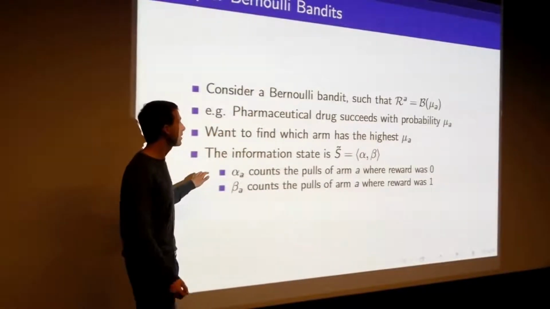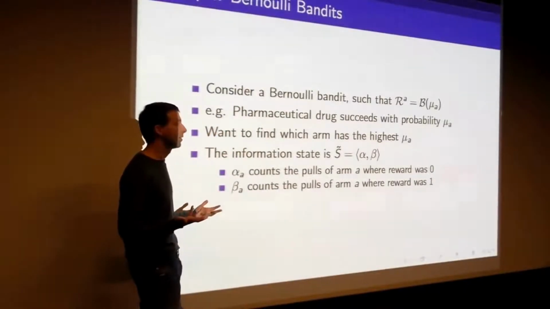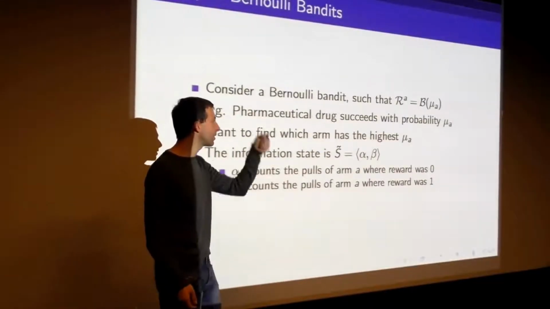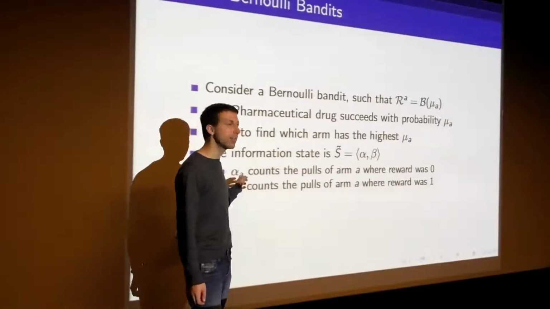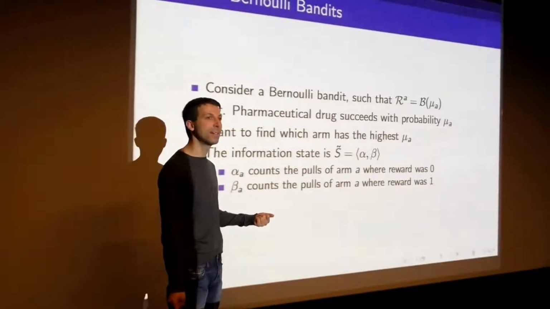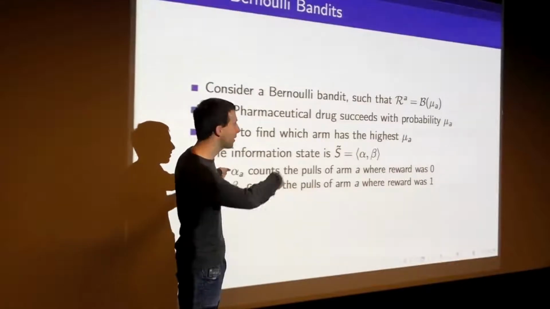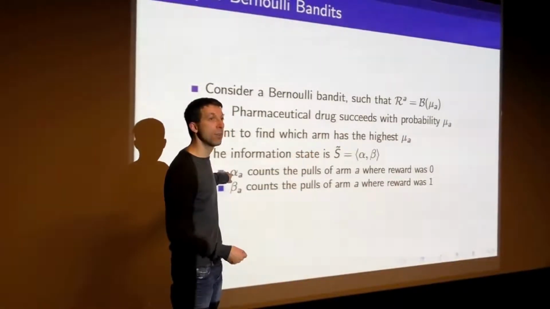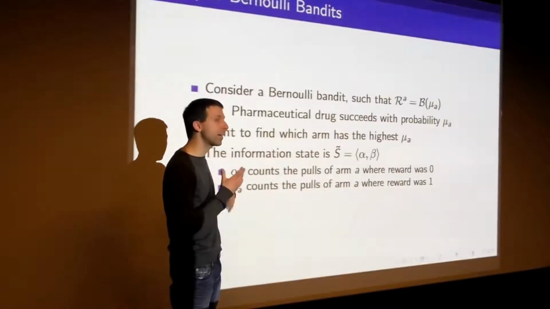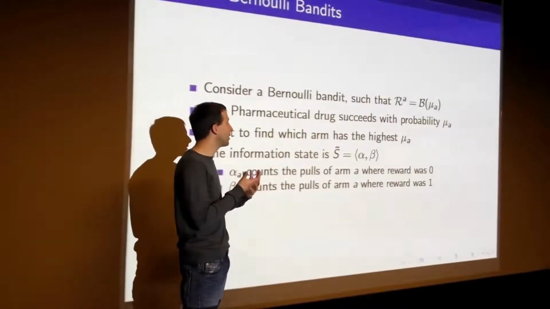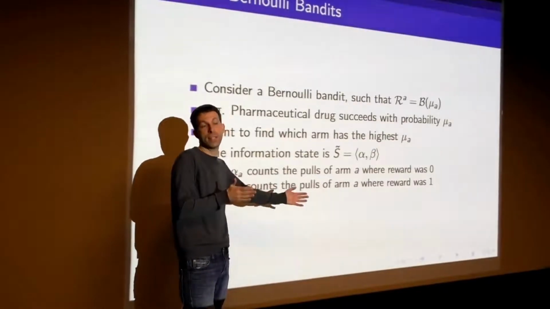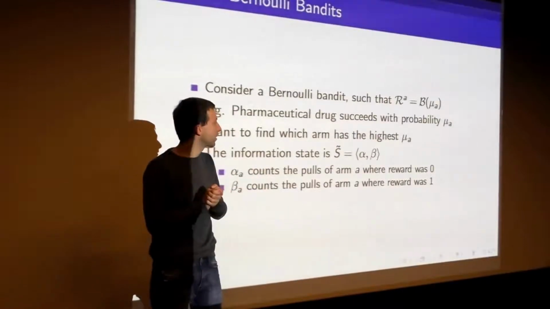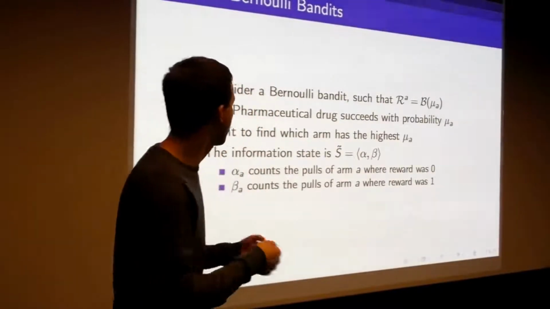And so what's the information state here? Well, the information state is the counts. That's one example of the information state. How many times have I pulled this arm and it's failed, and how many times have I pulled this arm and it succeeded? So how many times did I try this drug on someone and they got better, and how many times did they not get better? If I can keep those statistics, they summarize everything I've seen so far. A sufficient statistic given all of the pulls that we've made in this bandit problem.